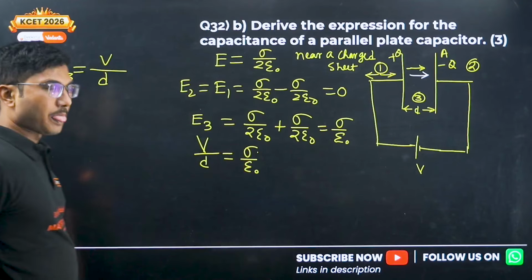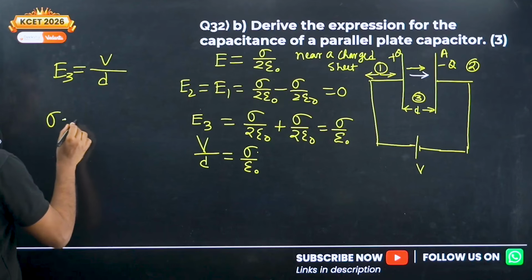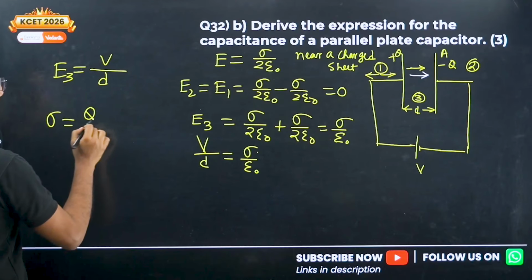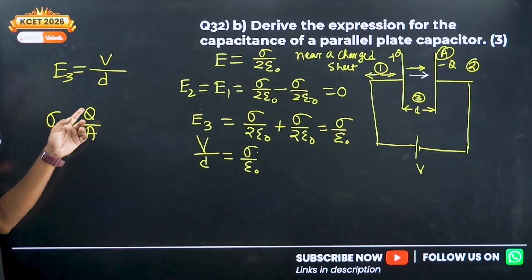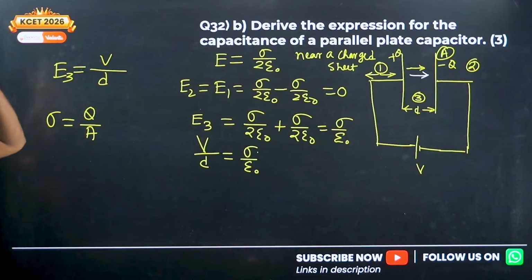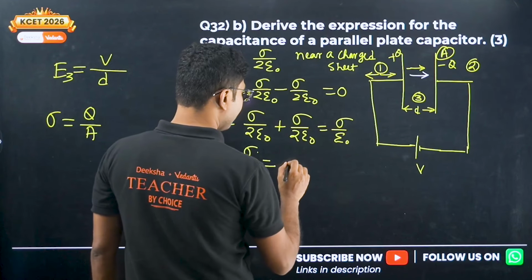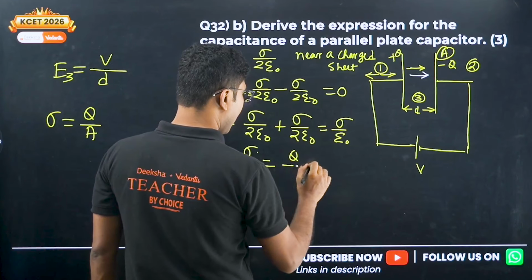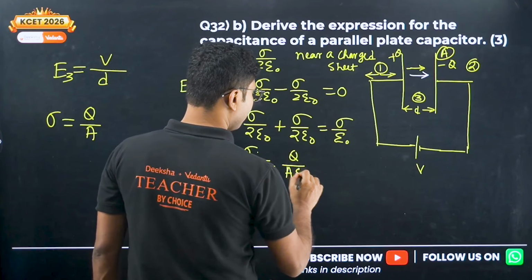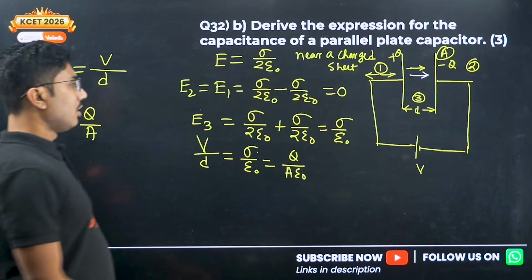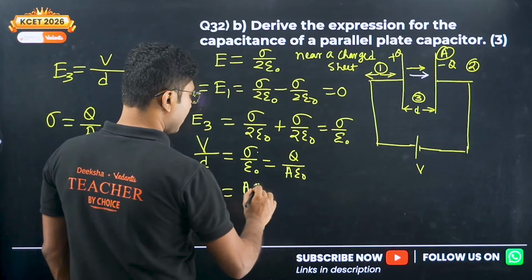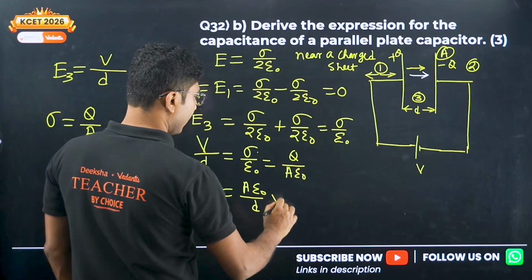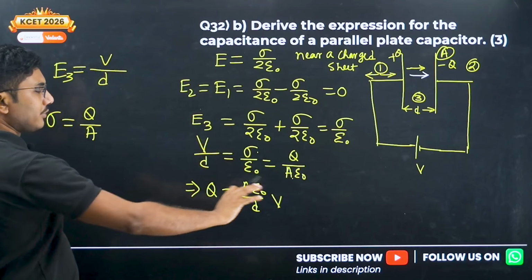Now what is sigma? Sigma is charge density. Charge density means total charge on a plate divided by the surface area. Surface area is A, and total charge divided by surface area is the charge density. So we will put that as well. We get Q by A into epsilon naught, or Q equals A epsilon naught upon D into V. So we just cross multiplied and organized it.